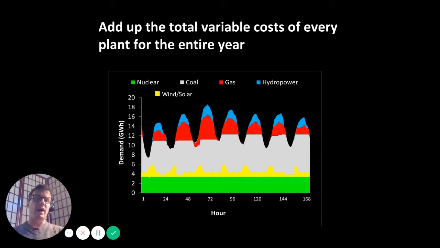So the higher electricity demand is in a year, the more electricity Duke would have to produce using coal plants or natural gas plants, and so their costs would go up. Likewise, if there was a mild summer and a mild winter, and electricity demand in Duke Energy's footprint was lower, they would be able to rely less on coal and natural gas to produce electricity, and their variable costs would go down.